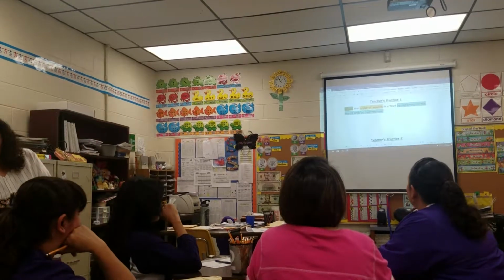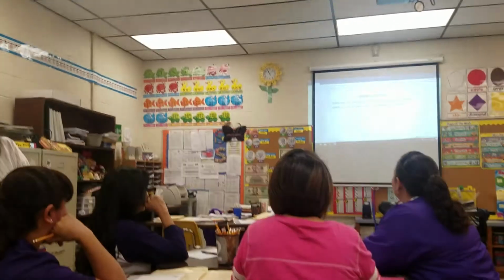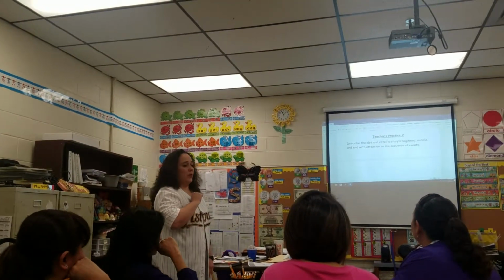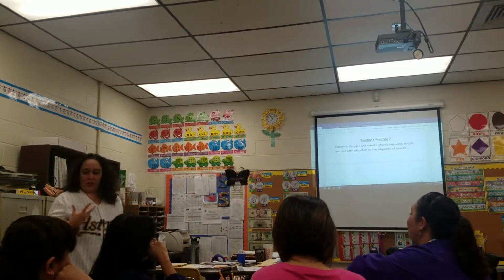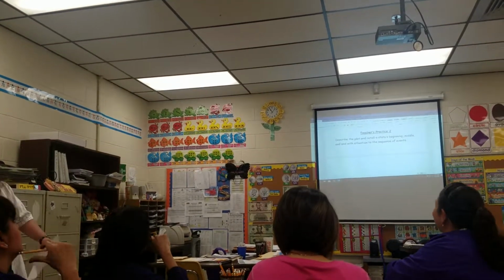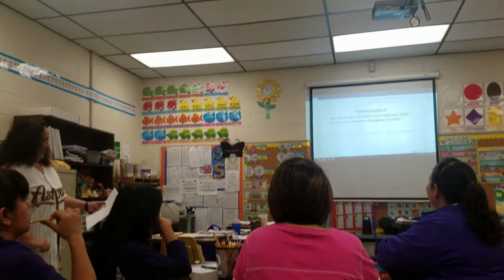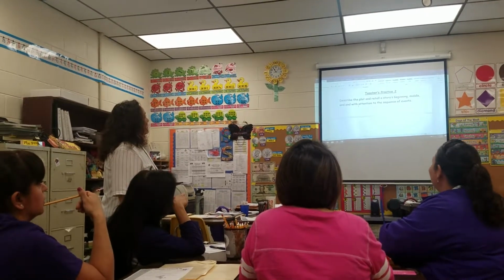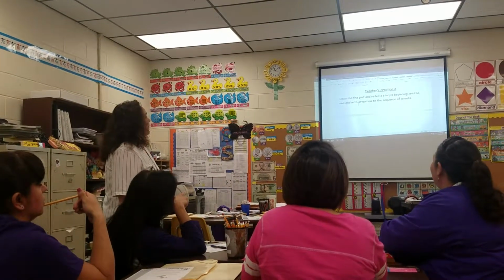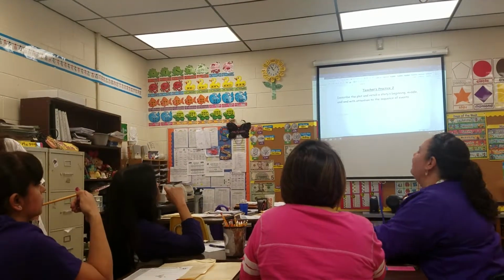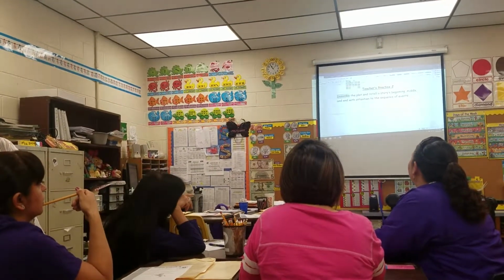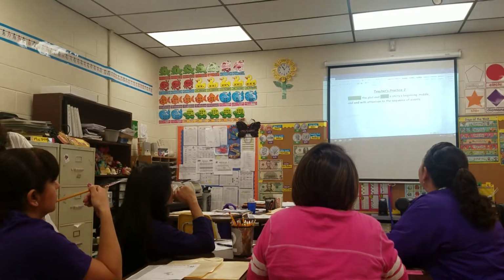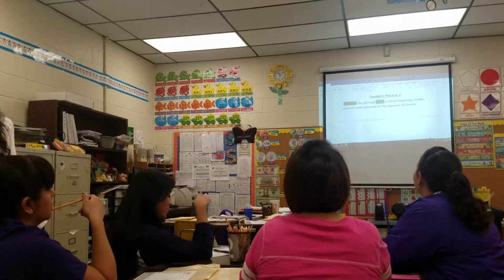Okay, the last one: describe the plot and retell a story's beginning, middle, and end with attention to the sequence of events. So for the skills, the verbs, describe and retell. Describe would be the green, right? And retell too. That's why I say we love the skill, because that's easy to tell.